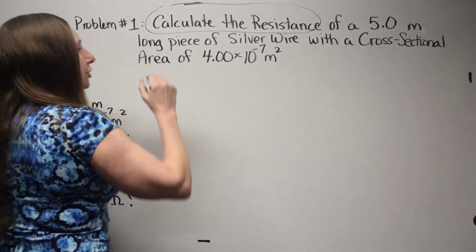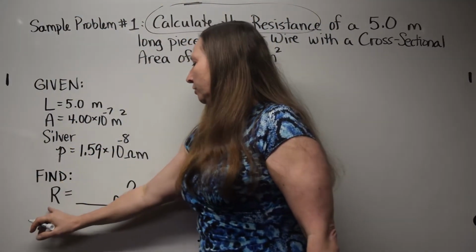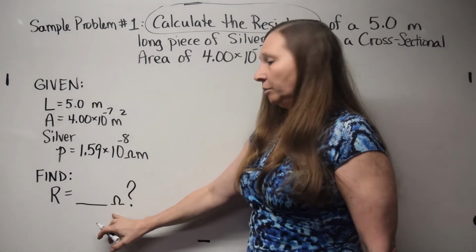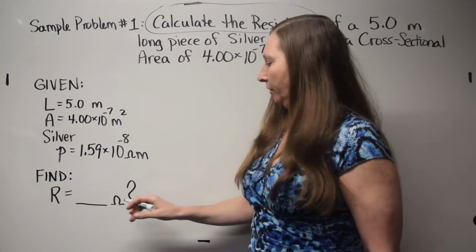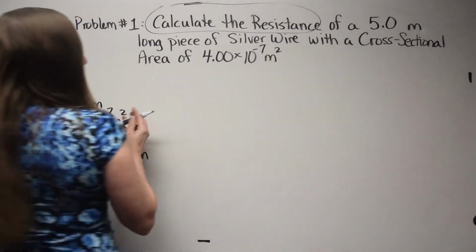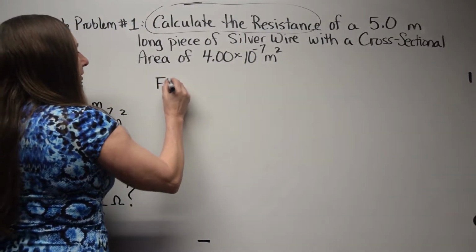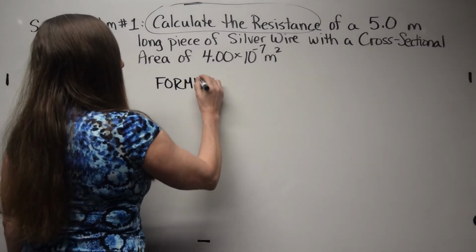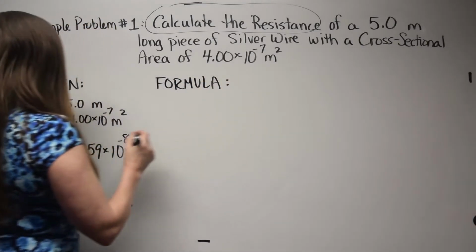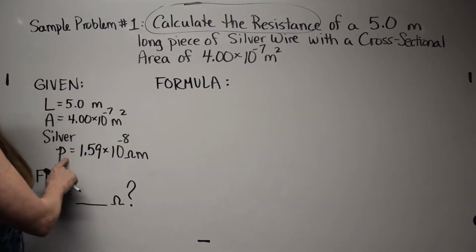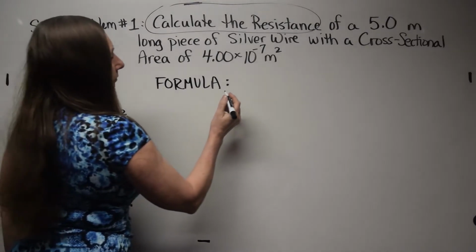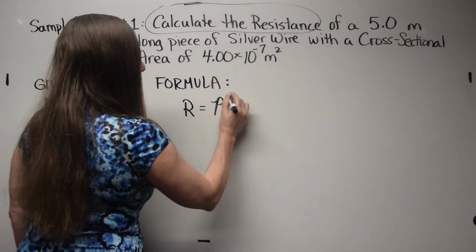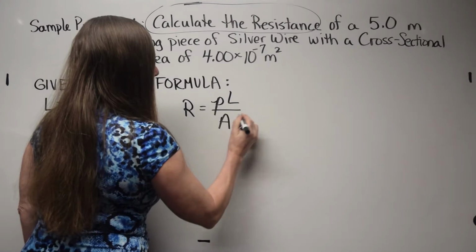They're asking us to calculate the resistance. So there's your question. That's what you're trying to find. You're going to put the answer here. It's going to be in ohms, and that's what we're trying to figure out, so we put a question mark. All right, so let's come up with a formula that has all or most of these quantities. So the formula would be R equals rho L over A. The wire equation. R equals rho L over A.